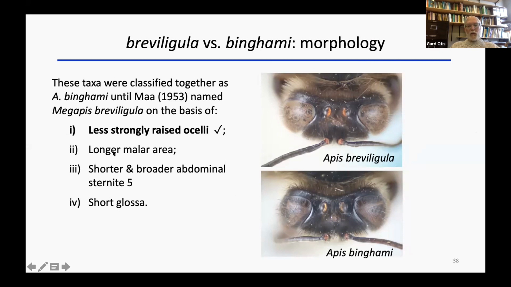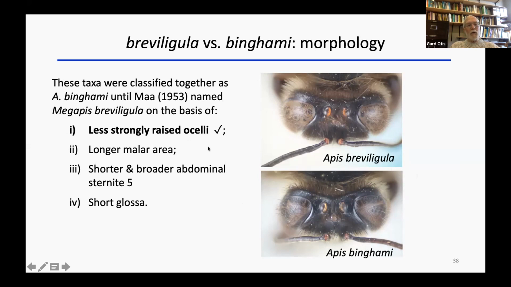So his first characteristic was the less strongly raised ocelli in Breviligula. That is evident in this picture. You can see here the ocelli, they're raised, but they're not raised nearly as much and domed nearly as much as they are in Binghamai. We have not examined this yet in our specimens to see how consistent this is. But I would take that as a relatively minor character. I don't know that I would want to base a species on a trait like that. I could see recognizing them as subspecies, for example, but perhaps not species.